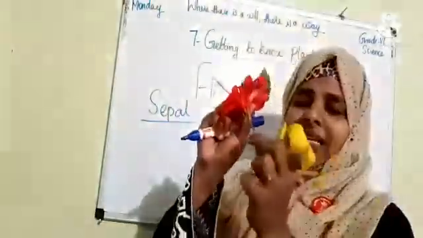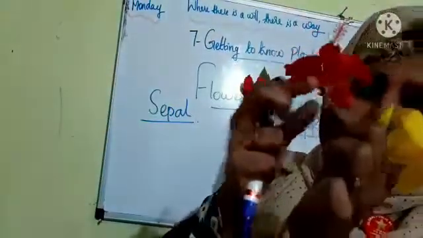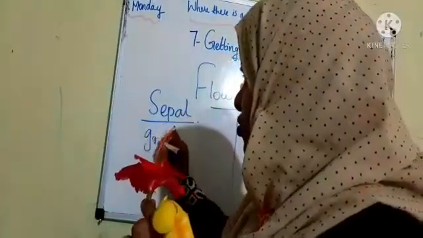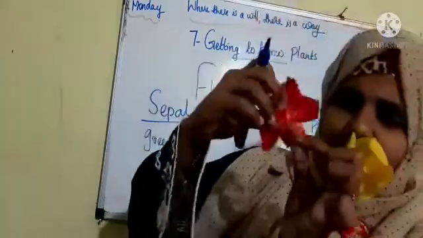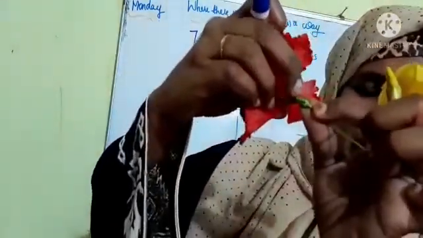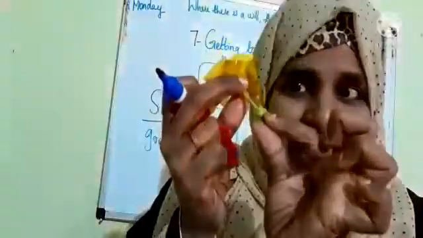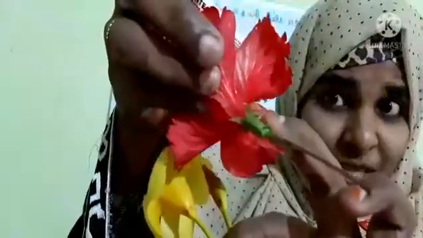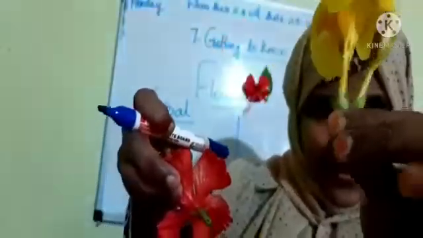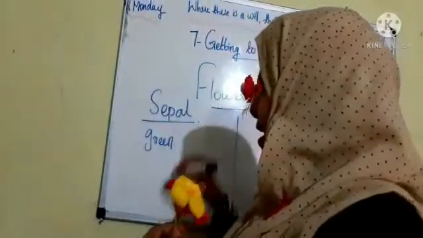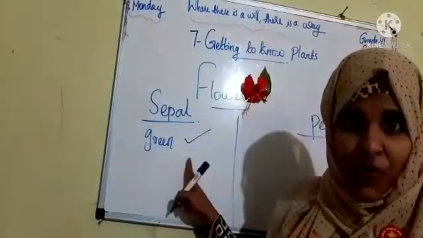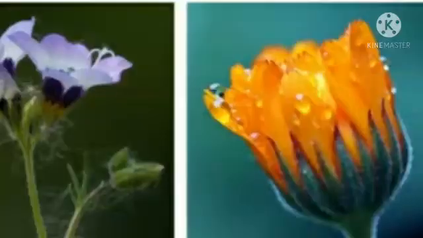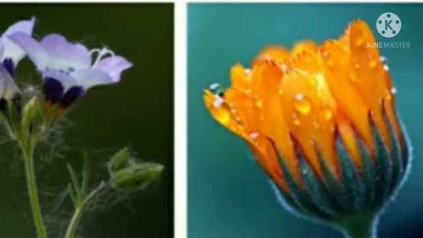So, sepal is the green part of a flower. That green structure we call sepals. Zoom your camera: the outermost green colored part that encloses the bud or flower we call sepal. It is the green structure of a flower. In the diagram, these are sepals. They are small green leaf-like structures seen below the petals.